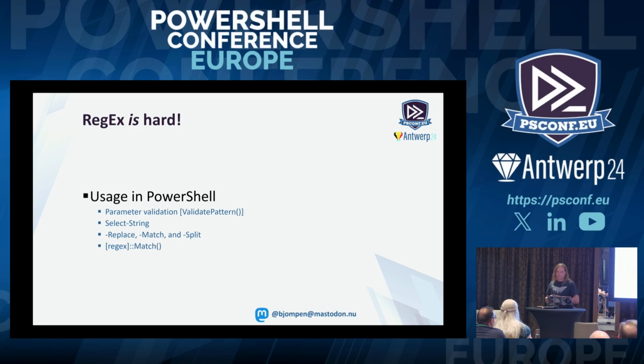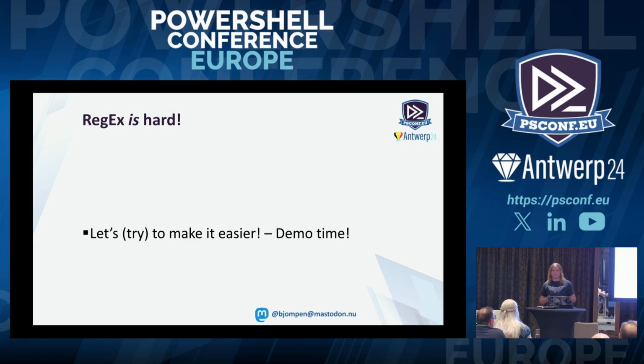In PowerShell, we have four main ways of using Regex. We can use it in parameter validation. We can use it in Select-String, one of my favorite commandlets. We can use the operators replace, match, and split. They all accept Regex. And we can use the Regex type accelerator. So I thought, you know what? We're going to go through all of these and see instead how we can make it easier to do Regex, instead of just remembering patterns, because remembering patterns doesn't make sense.